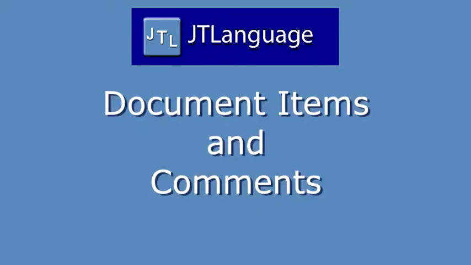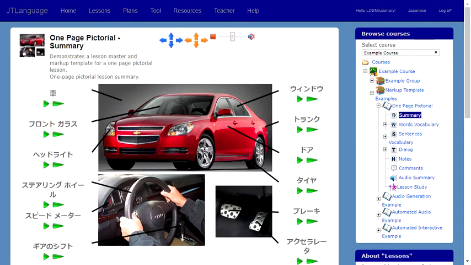Document items and comments. The Preach My Gospel course doesn't use these, but in addition to study lists and media items, JTLanguage courses, groups, and lessons can potentially have document items and comment items. A document item can store and display formatted text and graphics, as well as embedded content from other content items.